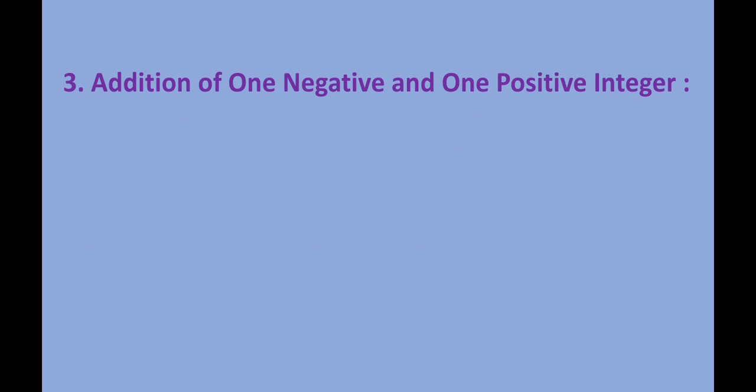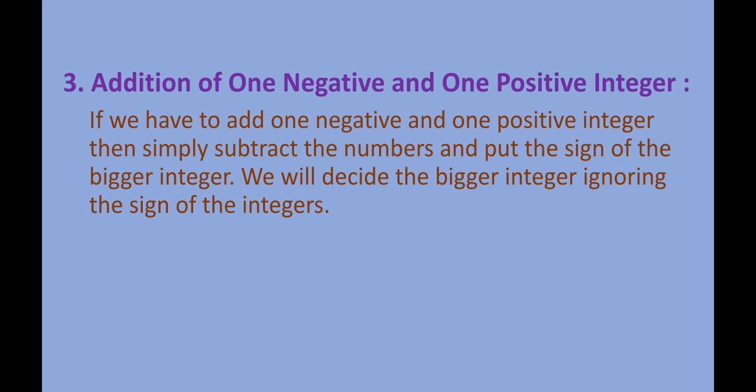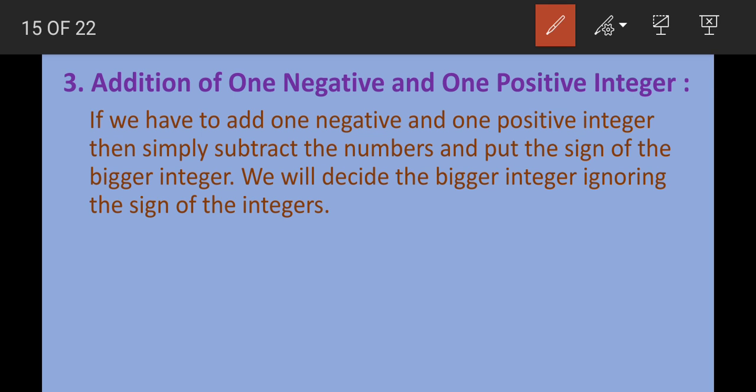Now come to addition of one negative and one positive integer. When one is negative and one is positive, how to add them? Simply subtract the numbers. We select the bigger number, from which we subtract the smaller number by ignoring its sign, and put the sign of the bigger number. First step is to subtract the smaller number from the bigger number and put the sign of the bigger number. Clear?